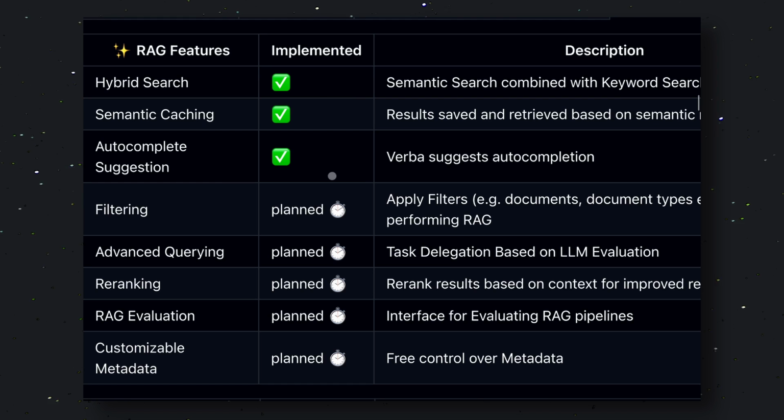It also supports hybrid or semantic search, which allows it to only feed the relevant context to the model. This increases the efficiency of the model because it doesn't have to process all your documents. It can just check the relevant ones instead. It also has a semantic caching feature, which allows you to save the context from previous searches for future use. And it has an autocomplete suggestion feature as well.